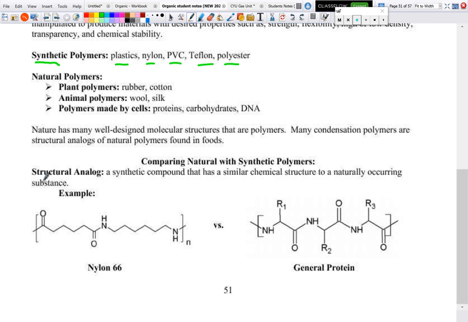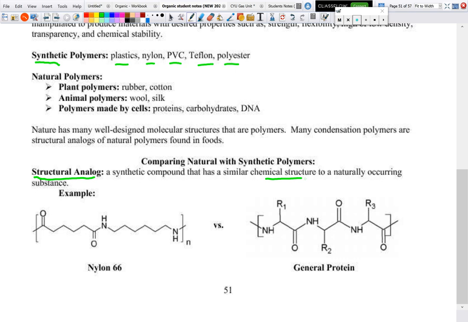Now, when we do make polymers, there's two different types of things that we're trying to accomplish. One of the things is called structural analogs. This is where if you can isolate a polymer and realize how useful it is, you can try to create something that looks similar to it. So that's the similar chemical structure of a naturally occurring one.